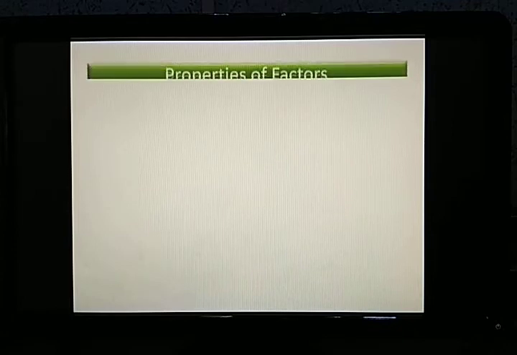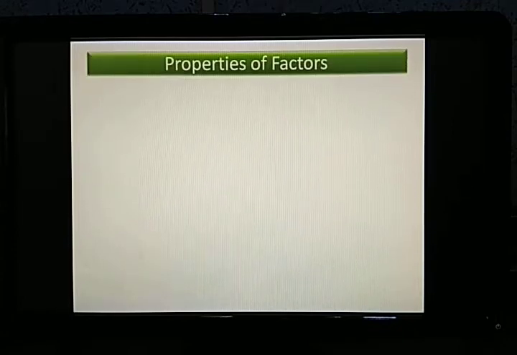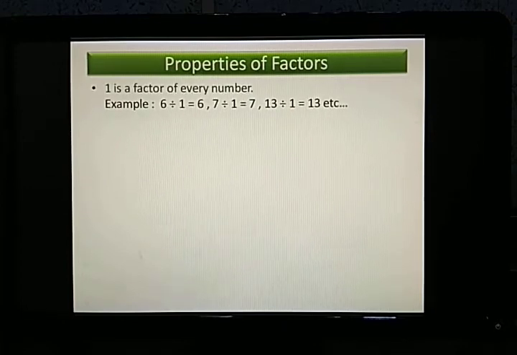Now moving on to some next things. Those are the properties of factors. These properties are very important, so please listen carefully now. First is, 1 is a factor of every number. Yes, obviously, 1 is a factor of every number. Every number can be divided by the number called 1, isn't it? 6 can be divided by 1, 6. 7 can be divided by 1, 7. You take any number, but yes, positive integer. Any number or any positive integer, if we take, then 1 will be the factor of that number.